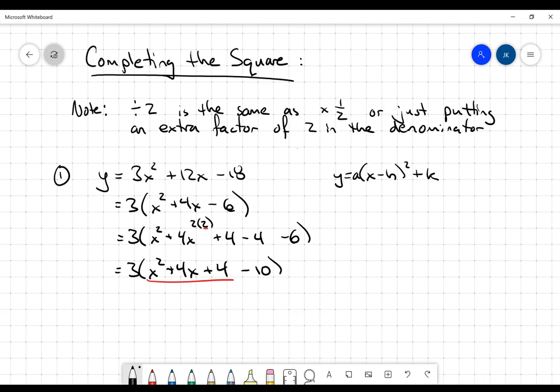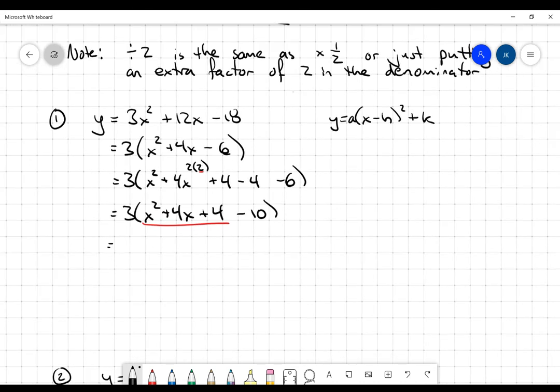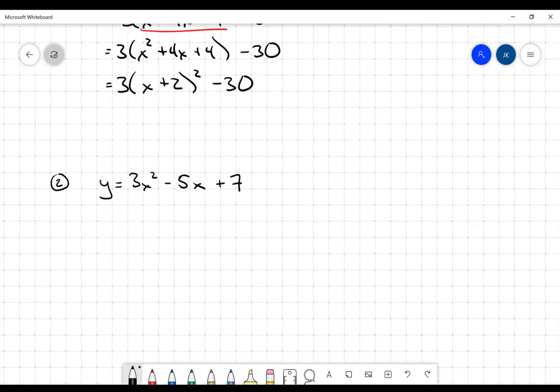But now I've got this -10 hanging out at the end here. So before I deal with this perfect square trinomial that I've created, I'm now going to take that -10 out by multiplying it by that leading coefficient, the 3. And then that trinomial can be factored as a perfect square trinomial, and I get x plus 2 squared. So 3 times x plus 2 squared minus 30, which is the same one that I got when I did this with a different method.